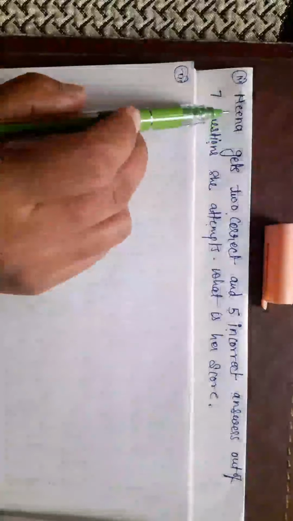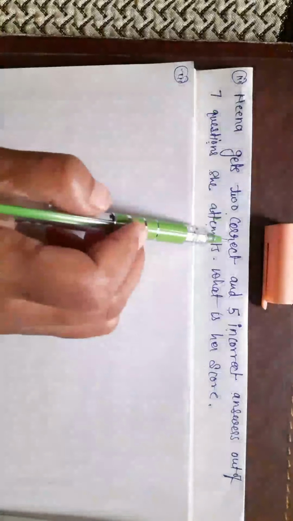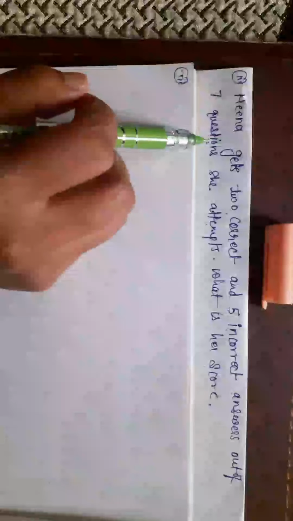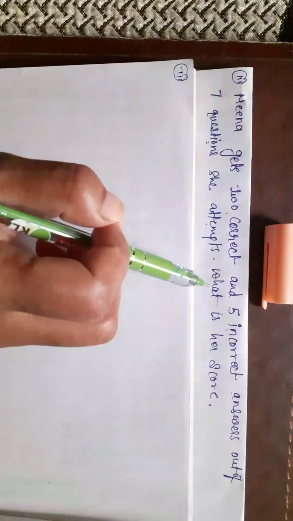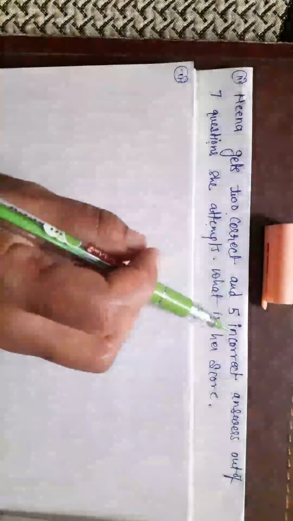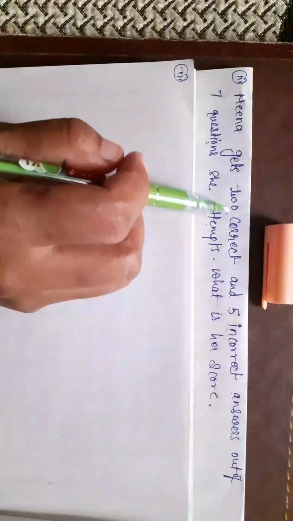Now question number 3: Hina gets 2 correct and 5 incorrect answers. Out of 7 questions she attempts, what is her score? Means she attempts only 7 questions and 5 are incorrect and here 2 are correct.